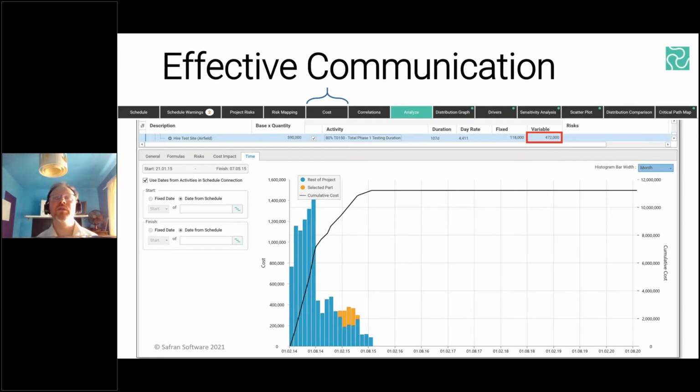meaning that as the Monte Carlo stresses the schedule with risk events and uncertainties, we could be hiring this airfield for longer and incurring additional prolongation costs. Or it may even cost us less if time-saving opportunities are realized instead. So what the system is automatically doing for us is taking that variable portion, dividing it by the 107 days that's automatically detected from the schedule connection. And then it's giving us a day rate or a burn rate of 4,411 per day. So for every day beyond the deterministic duration, it'll cost this much more. And for every day saved, it'll save this much money.